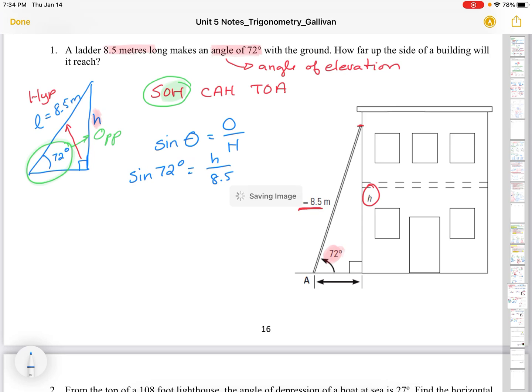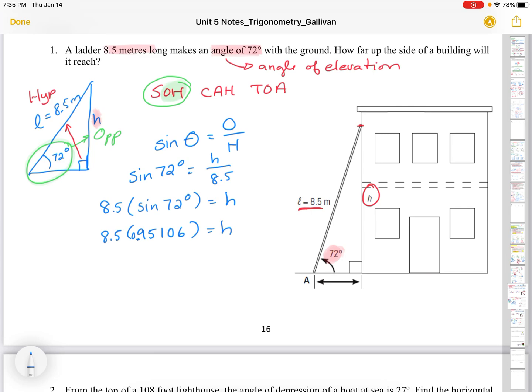So when we cross multiply, we'll get 8.5 times sine of 72 degrees equals h. I'll use my calculator to figure out what sine of 72 is. Okay, so I'll have 8.5 times 0.951. I'm going to add an extra digit, it doesn't really matter. I'm going to actually use the whole decimal when I multiply. So I'm going to take this number and multiply it times 8.5.